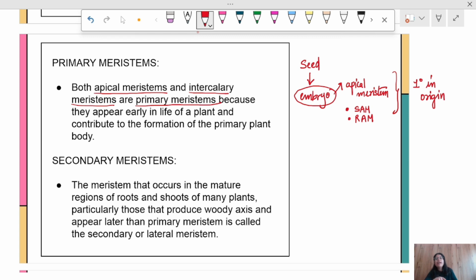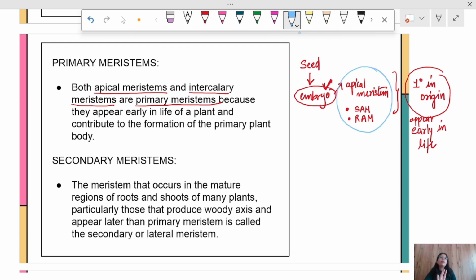The previous thing I told you was on the basis of position, where they are located. This division is based on the origin. If the origin is primary, it means they appear early in the life of the plant. When the plant is in the embryo stage, at that time itself you have dividing cells, and those dividing cells are apical meristems, shoot apical meristem and root apical meristem, which are present there in the embryonic stage itself.